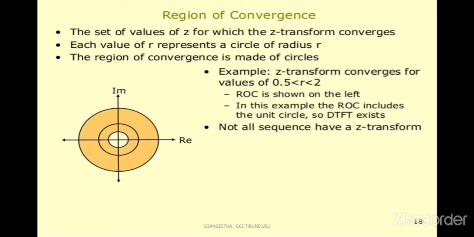So next, region of convergence. The set of values of z for which the z transform converges is the region of convergence. Each value of r represents a circle of radius r. The region of convergence is made of circles. For example, the z transform converges for r from 0.5 to 2. So the r value will be from 0.5 to 2. Here the region of convergence is shown on the left. In this example, the ROC includes the unit circle. So the DTFT exists. Not all sequences have a Z transform.